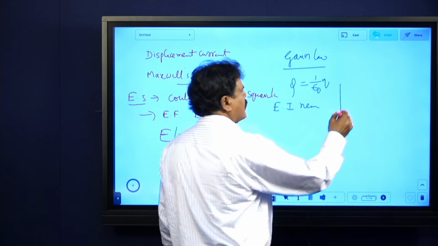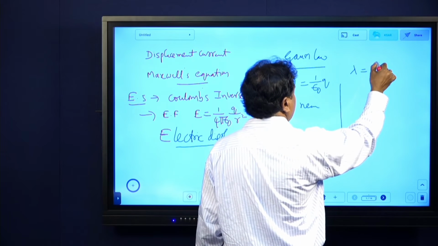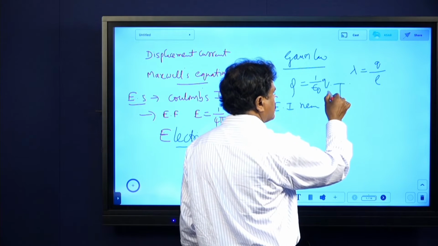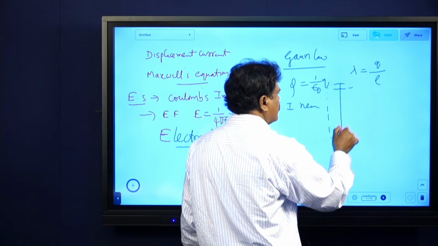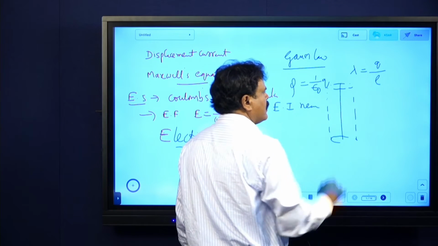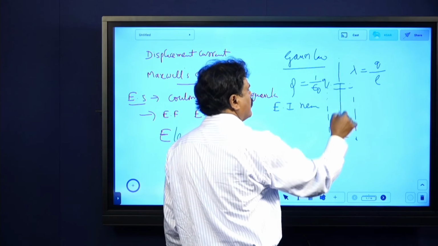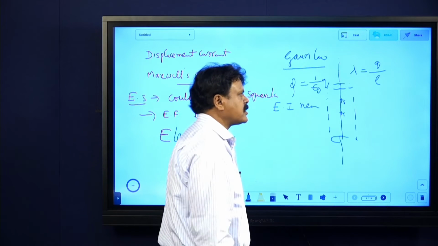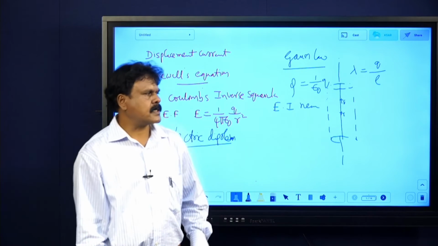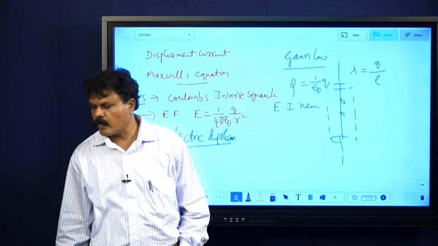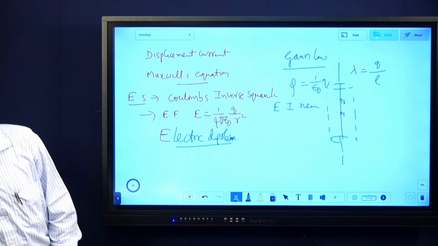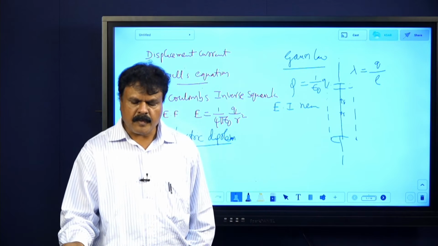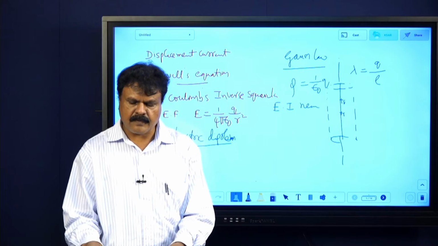When you take a thin long wire, you have to go for the concept of lambda. Lambda is q by L, charge per unit length. You have to construct one Gaussian surface in the form of a cylinder. These are all quite simple things actually. You take one infinitely long thin wire, which has charge plus q, and lambda is the linear charge density. Surrounding the point you should always go for a Gaussian surface in the form of a cylinder only.